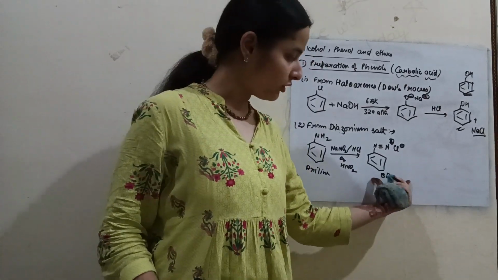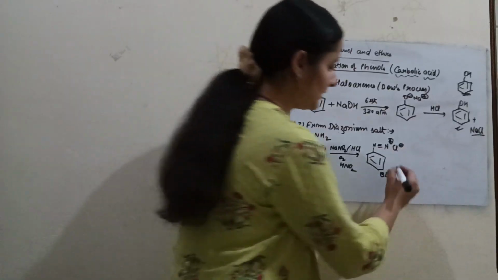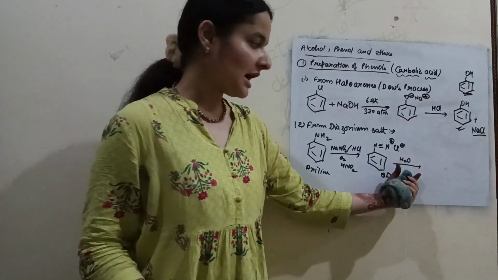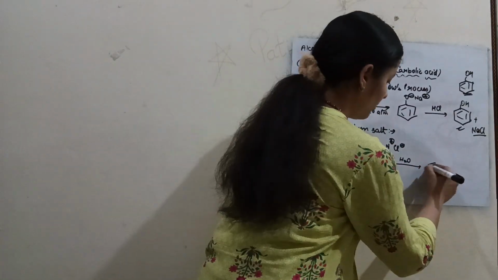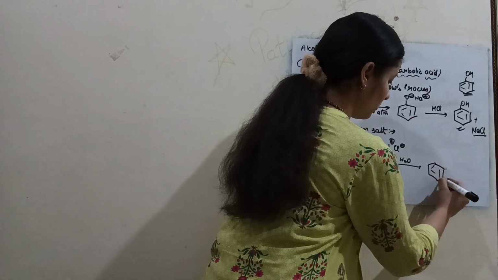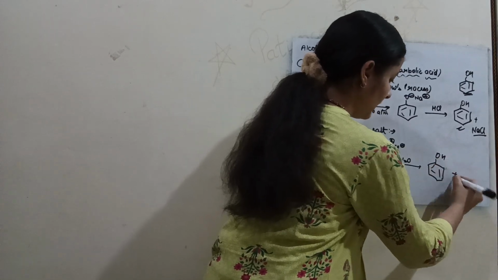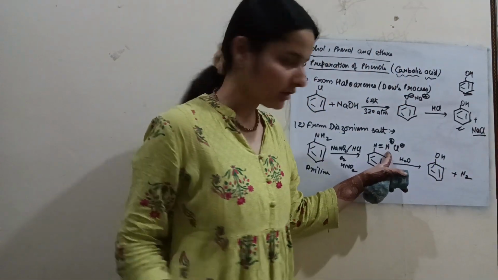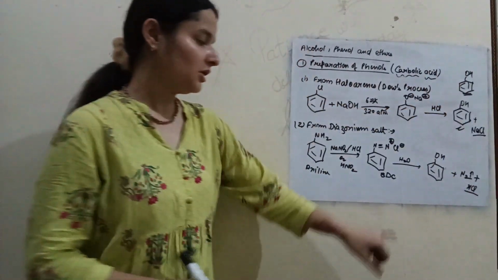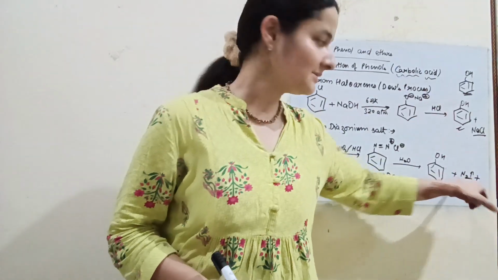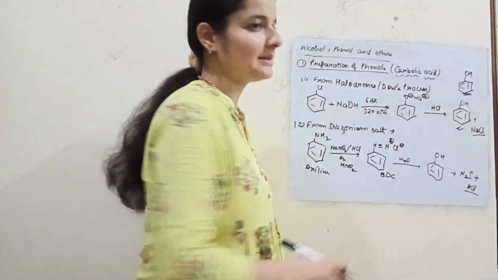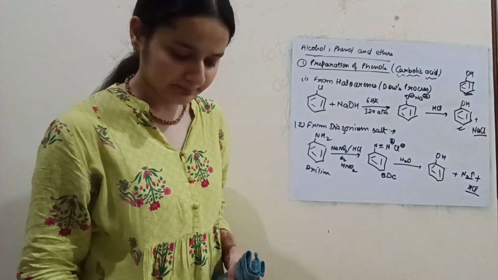Now how can you prepare phenol from this benzene diazonium chloride? It is very easy. You have to just do hydrolysis. On hydrolysis, you will get phenol, and N2 gas will get released, N2 plus HCl. So nitrogen will escape like a gas and you will get phenol plus HCl. So this is from benzene diazonium chloride.